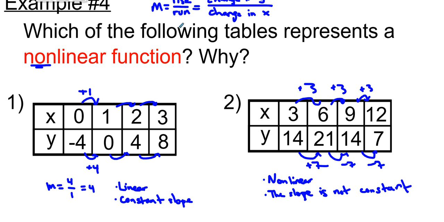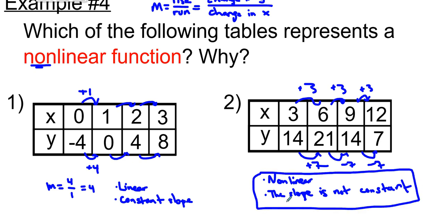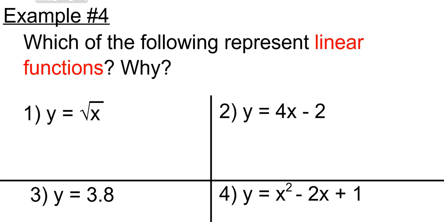So the directions say, which of the following tables represents a nonlinear function? That would be this one because it has a non-constant slope. All right, moving on. Which one of these represents a linear function?